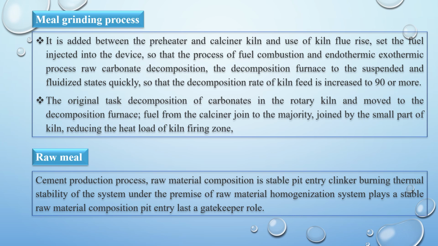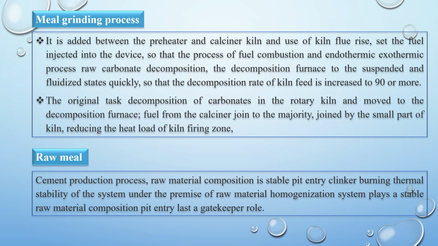The next process is the meal grinding process. It is added between the preheaters and the clinker kiln, using the kiln flue gas. The fuel is injected into the device so that the process of fuel combustion and exothermic raw carbonate decomposition occurs. The decomposition furnace brings the material to suspended and fluidized states quickly, so that the decomposition rate of kiln feed is increased to 90 percent or more.